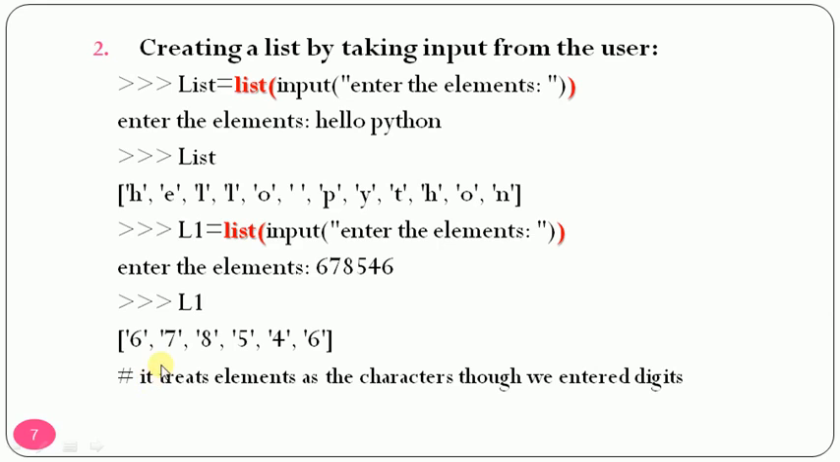Now, suppose we are inputting some values from the user. That means through the input function. Then those items need to be converted to a list. How is it possible? See, input, enter the elements. That is what we do. But the inputted values need to be converted to a list. For that, we are giving the list constructor here. Now, list equals list constructor, then the input function.